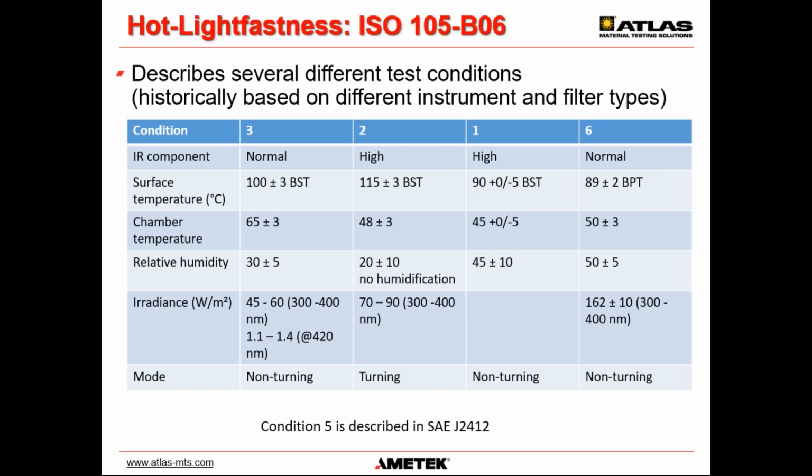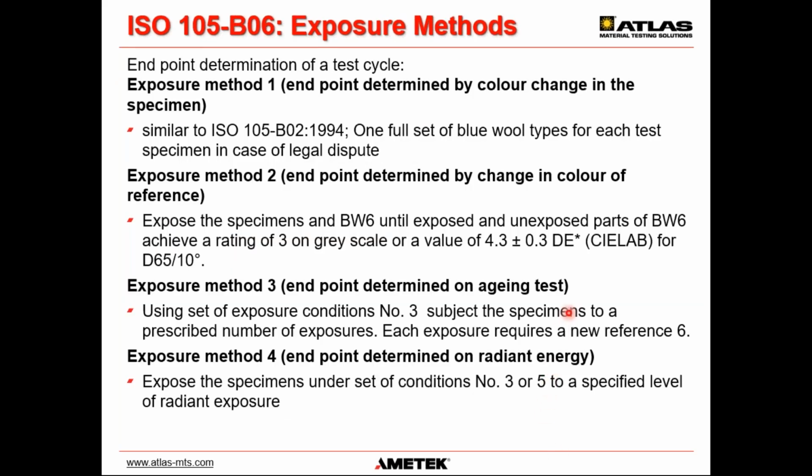ISO 105 B06 is the primary international standard for hot lightfastness testing of automotive interior products, primarily textiles. This basic standard serves as the basis for many automotive OEM standards. Here you can see four of the primary cycles summarized. Condition number 3 is predominantly the most popular cycle.